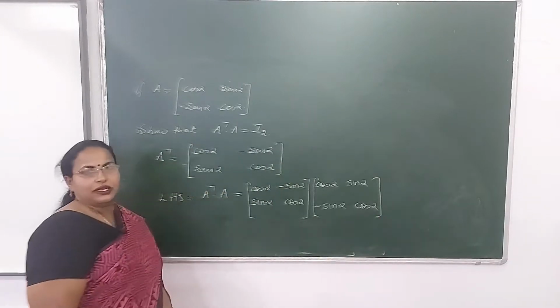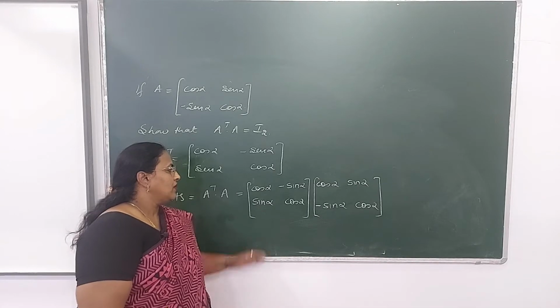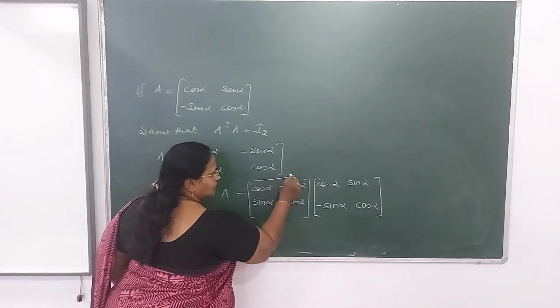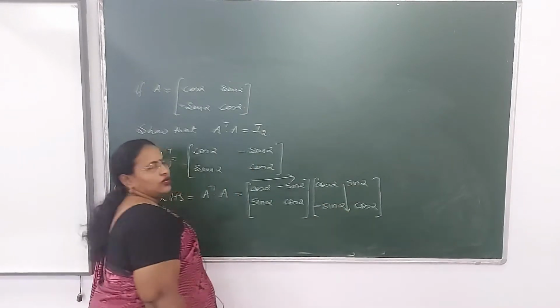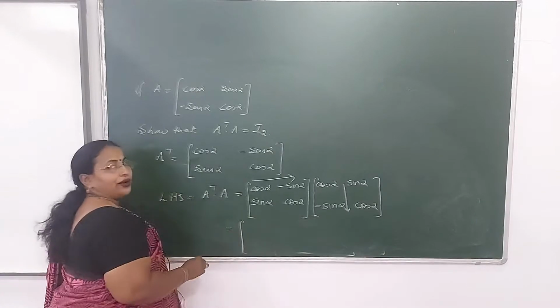Now see how to multiply. Now the procedure you are already knowing. The row of the first is multiplied to the column of the second. So let us place an arrow. Now go for multiplication. So we can do it directly.